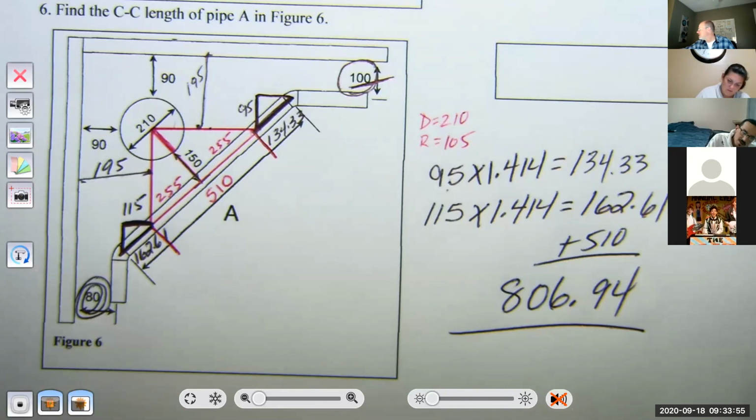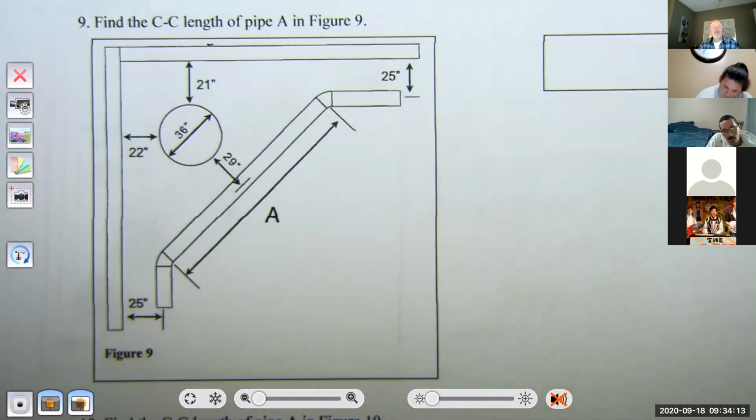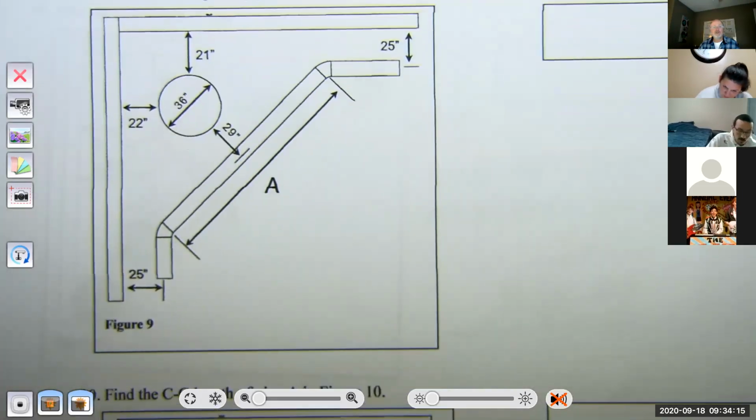Now I'll give you an example to do on your own. So take the next 10 minutes and solve for this one. Solve for pipe A.